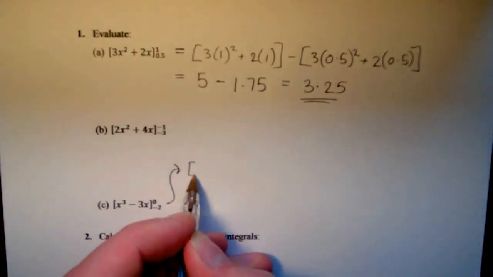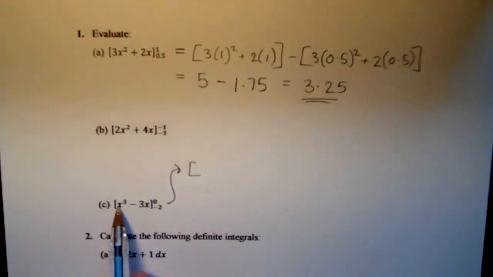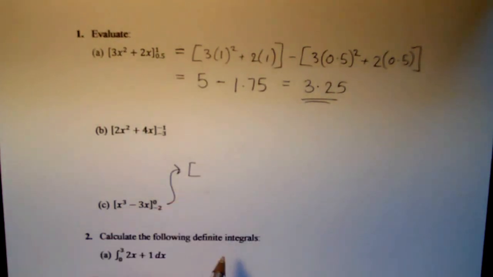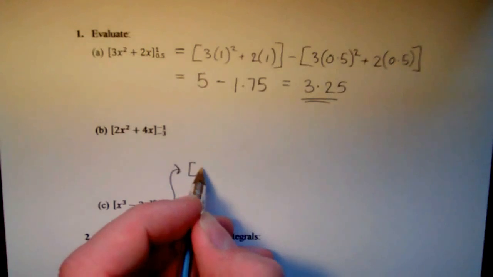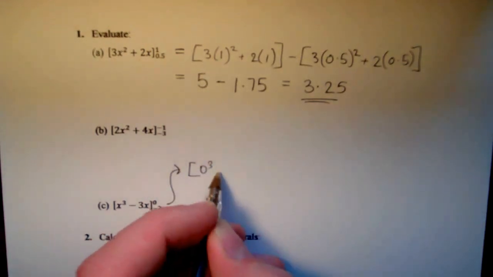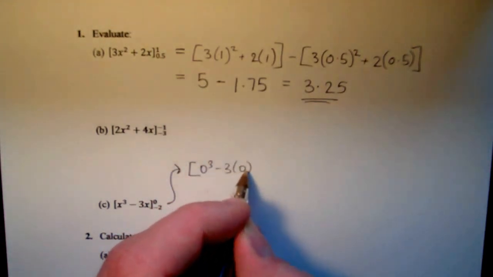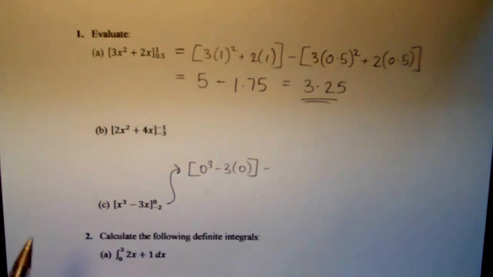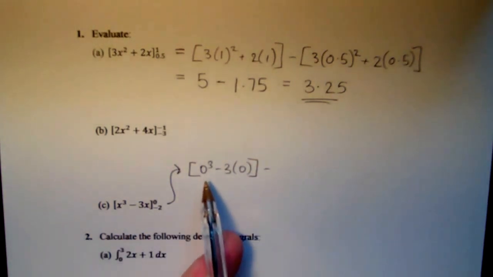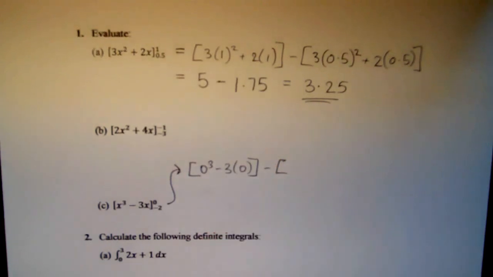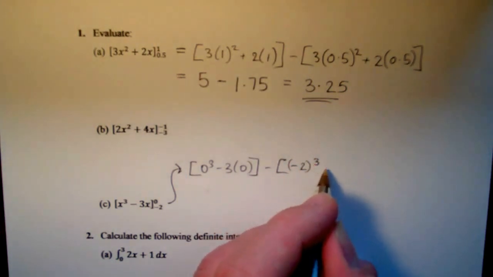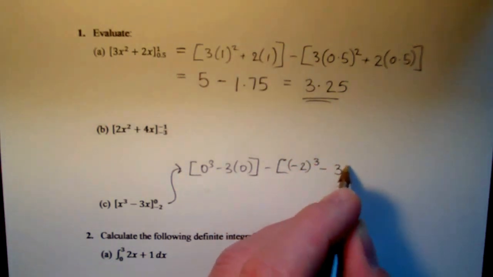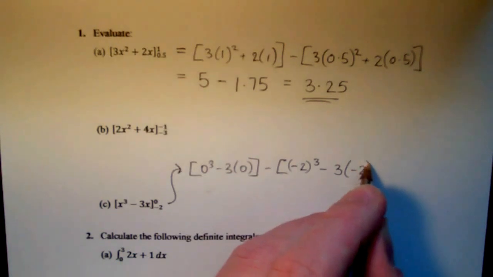Well, we probably don't even need to do this because we know that it's going to be 0 twice because we've got only x there, there's no constants. So we've got 0 cubed minus 3 times 0. I'm just going to put them in anyway so you can see the process. But obviously this bracket is 0. And then the next bracket we've got minus 2, that's the lower limit. So we've got minus 2 cubed minus 3 times minus 2.